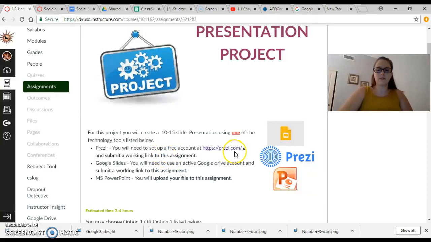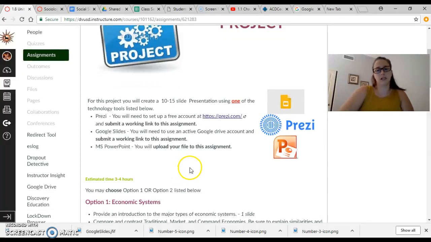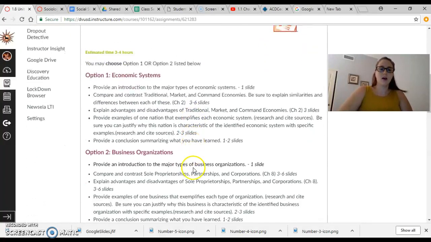So Prezi. Remember, if you use Prezi, make sure you submit a working link to the assignment. Google Slides, and again, same thing, working link, and PowerPoint, okay? You can upload your file to the assignment if you do that, okay? Please also know that this is going to take about 3 to 4 hours.